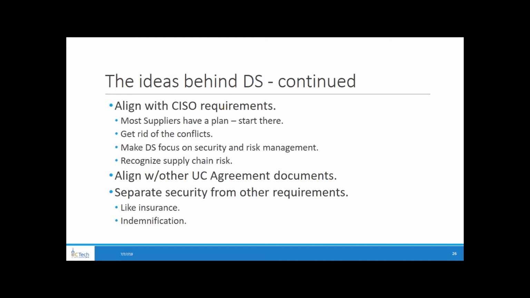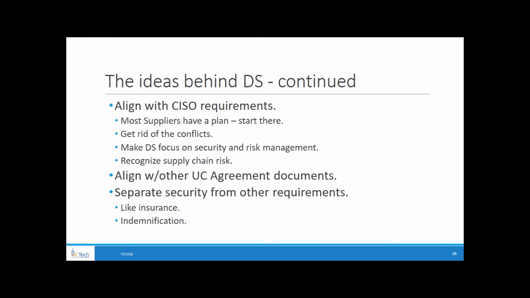So we did make DS focus on cyber risk management. That was one of the universal complaints from the CISOs. There's all kinds of things in here that have nothing to do with cyber risk. So all of those things are gone. They're not in DS anymore. What's in DS are the things that align with the responsibility to manage cyber risk for the location. And then we made all the agreements align. Tom talked about that.